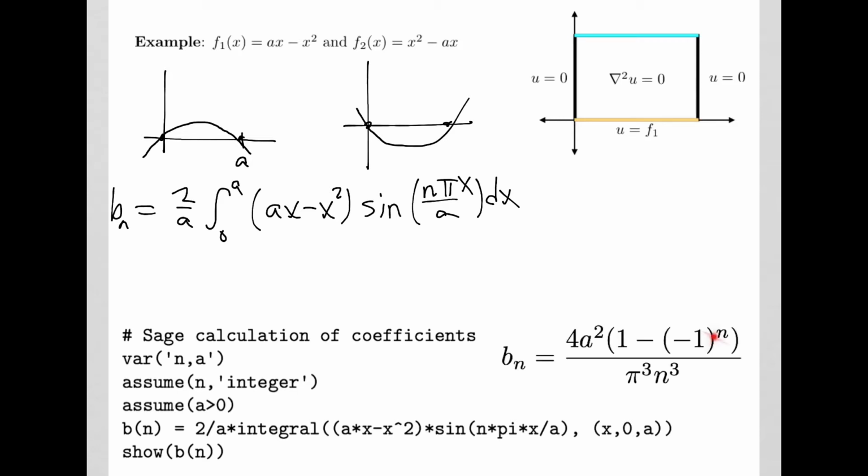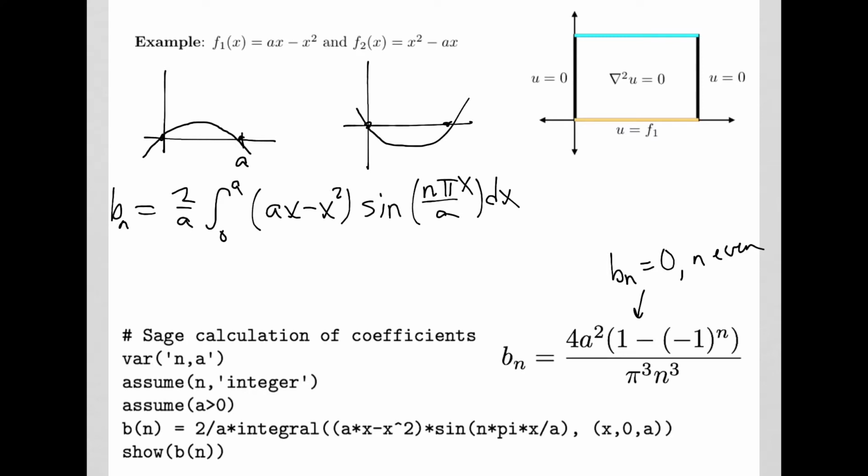With a little simplification, here's the result I get. Right, so 4a squared over pi cubed, that's the same constant for everything. I've got a 1 minus negative 1 to the n. This must have come from a cosine of n pi, and divide by n cubed. Notice, by the way, that when n is even, I'll have 1 minus 1. This will be 0. This is only non-zero for n odd. So let's just make a note of that. Bn equals 0 if n is even.